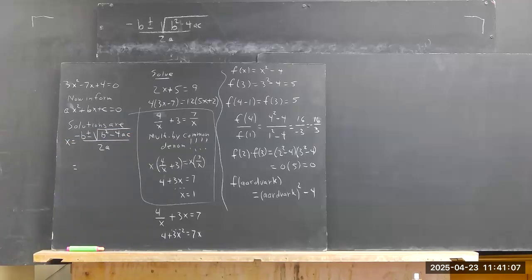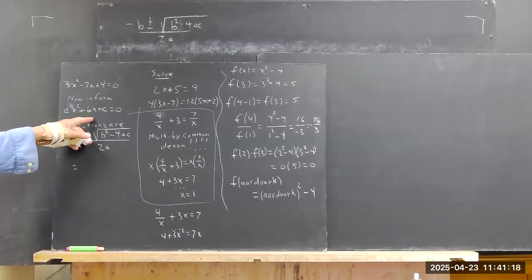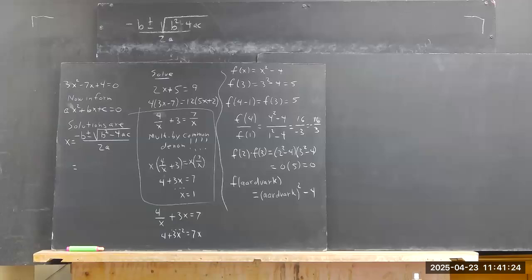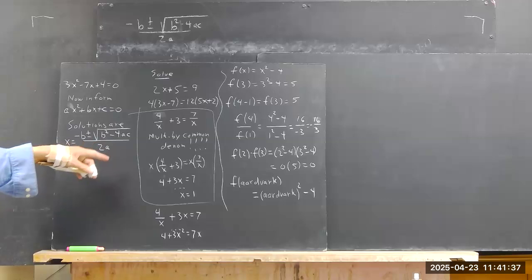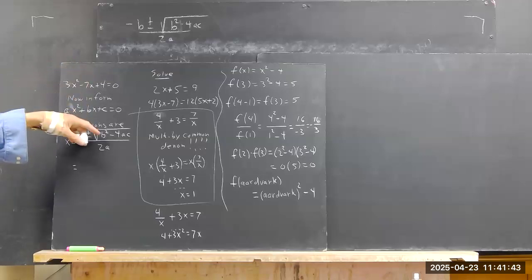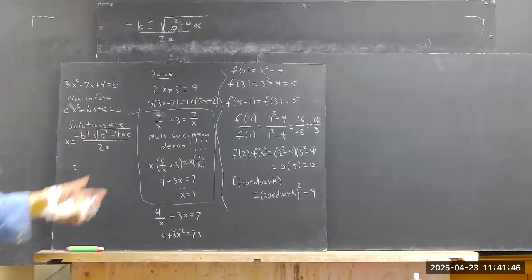Okay. So tell me what you think b is. Yeah, it's negative 7. Okay. It's the number in front of x, always, if you're going to use this formula. And what do you think c is? 4. Okay. Now that you've identified a, b, and c, go ahead and write out this expression, but replace b with the value of b, and a with the value of a, and c with the value of c.